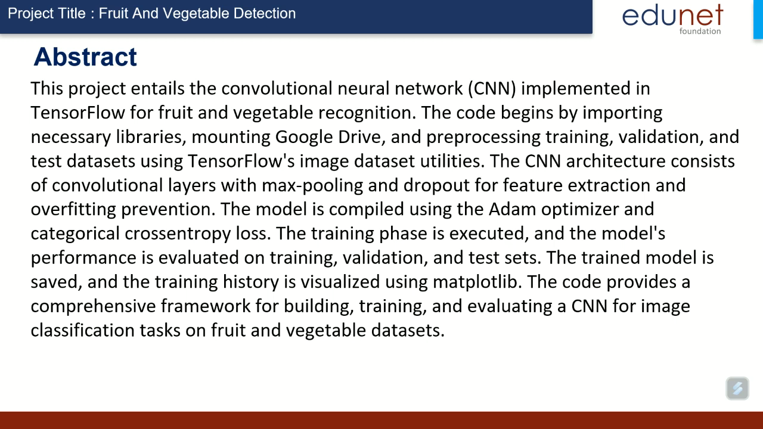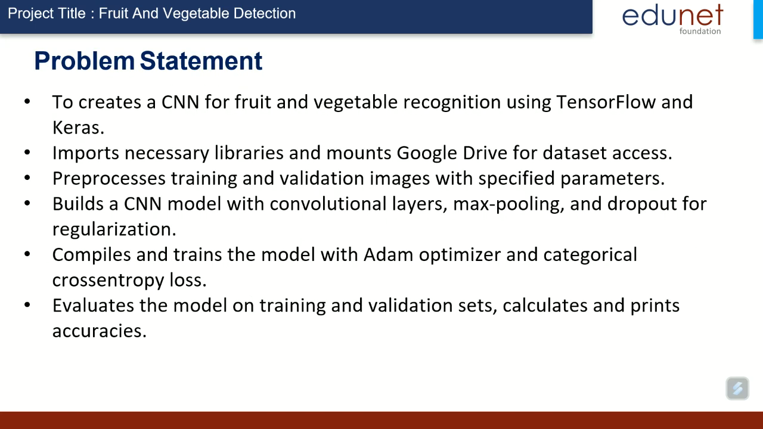The training phase is executed and the model's performance is evaluated on training, validation, and test sets. The trained model is saved and the training history is visualized using Matplotlib. The code provides a comprehensive framework for building, training, and evaluating a CNN for image classification tasks on fruit and vegetable datasets. Here is our problem statement of fruit and vegetable detection.